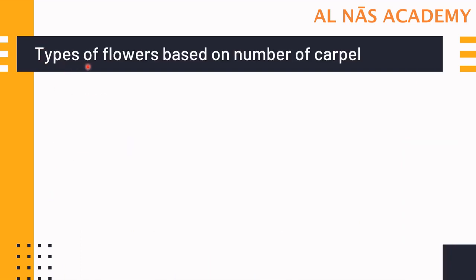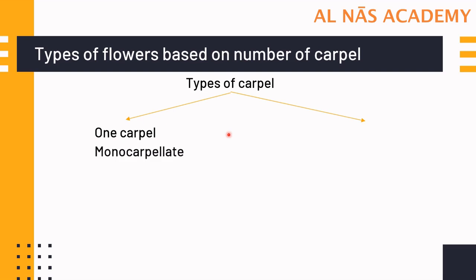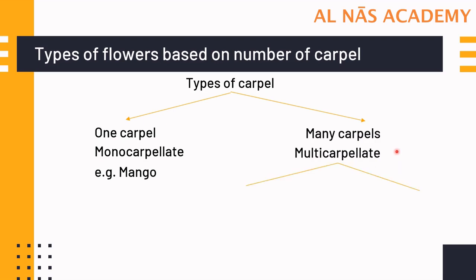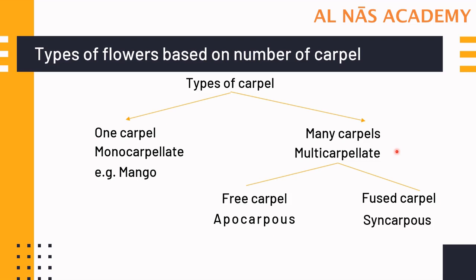We are going to now discuss the types of flowers based on the number of carpels. If there is only one carpel, then it is called monocarpellate. An example is mango, peach, coconut, avocado, to name a few. And if there are more than one carpel or more than one pistil, or we can say many carpels, then it is known as multicarpellate. And multicarpellate are of two types. If the flower comprises free carpels, then it is called Apocarpous. And if these carpels are fused together, then it is called syncarpous.